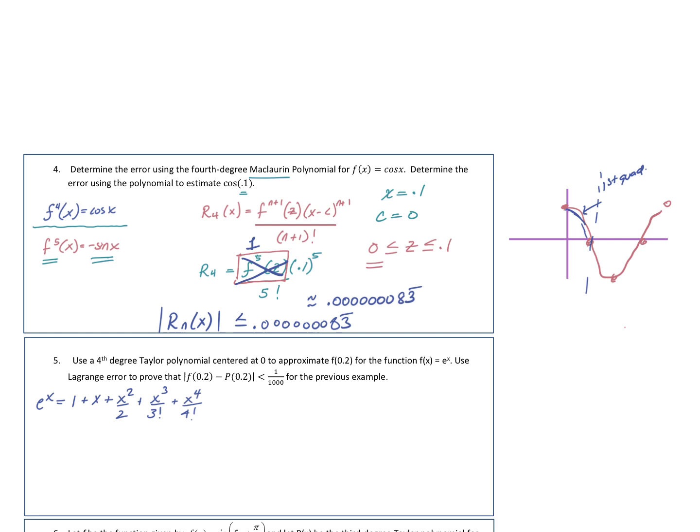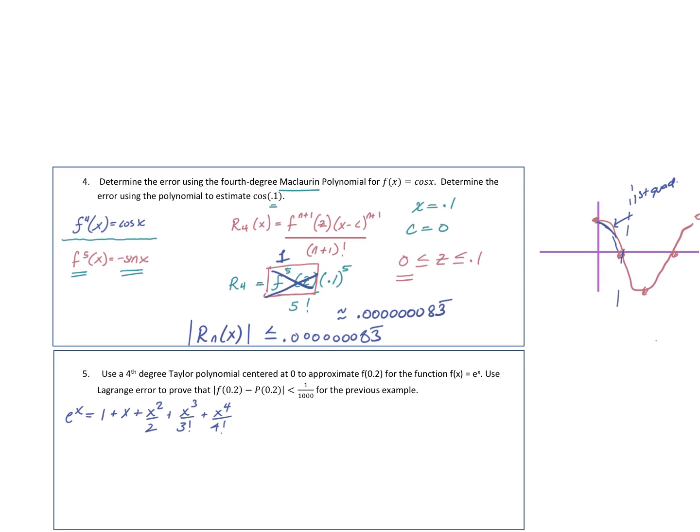So again, that tells me that if I go out 4 terms, so we didn't show the polynomial in this example, we did it in number 1, but if you went out 4 terms here and you plugged in 0.1 for your x, we would get a value. That value is off by 0.00000083 from the actual value of cosine of 0.1. So it's pretty accurate when you think about it. We only went out 4 terms, and we're only off by that amount.